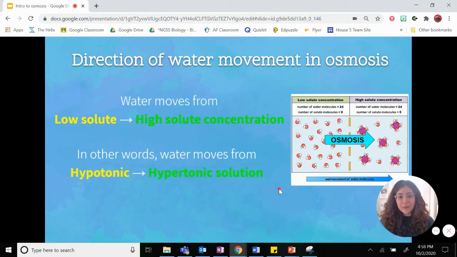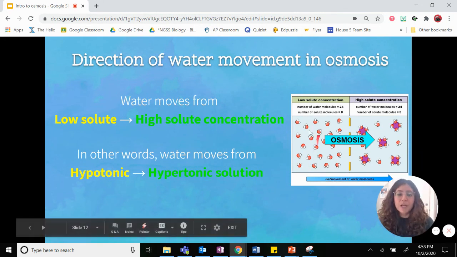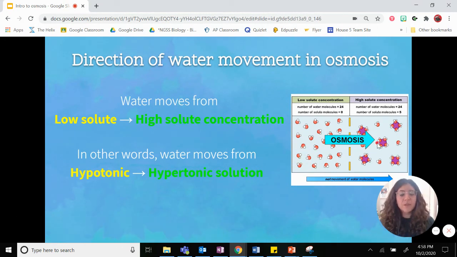Okay, so in summary, the direction that water moves in osmosis, we can say water moves from low solute to high solute concentration, like in this picture, low solute to high solute. Or in other words, water always moves from the hypotonic to the hypertonic solution. And there you go. There's a quick little intro to osmosis.